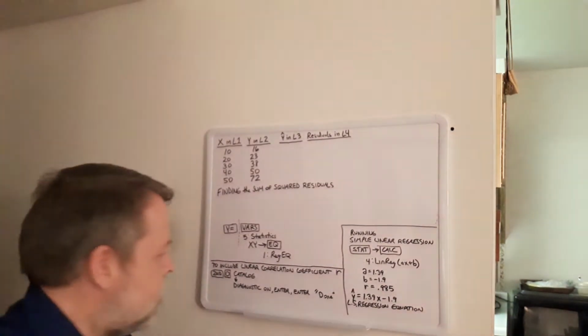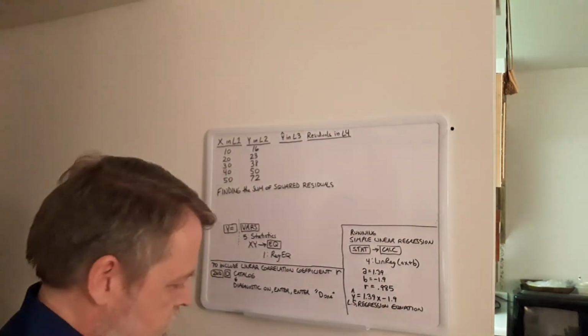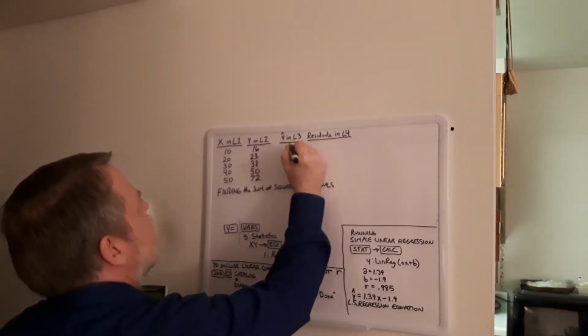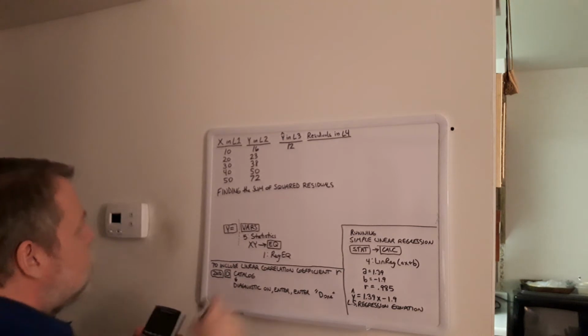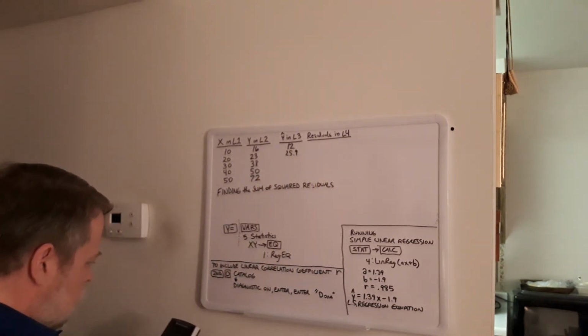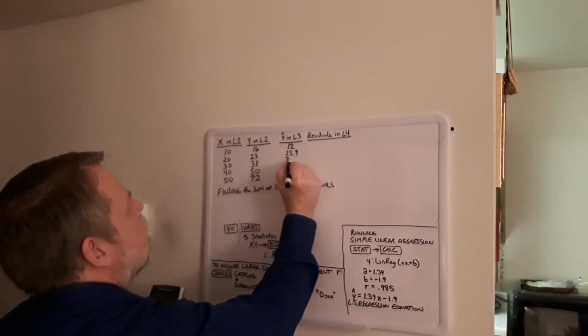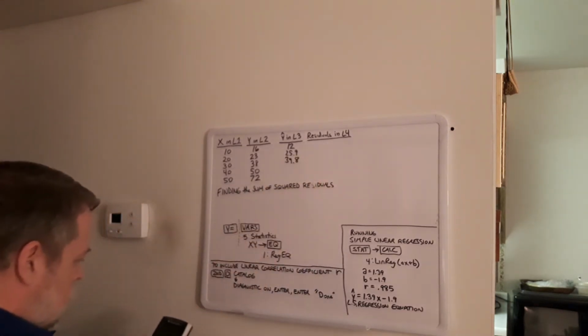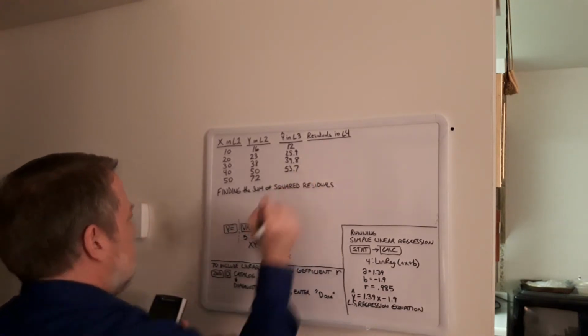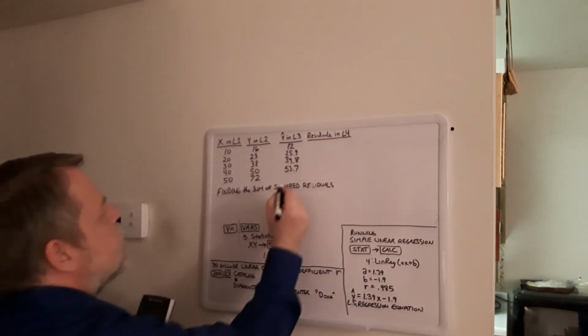And so let me copy those down. We have here 12, followed by 25.9, 39.8, 53.7, and 67.6.